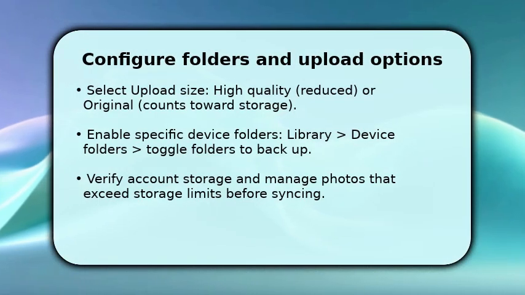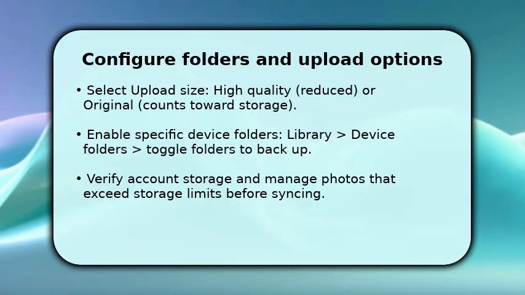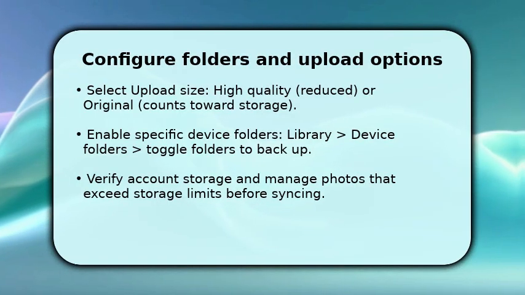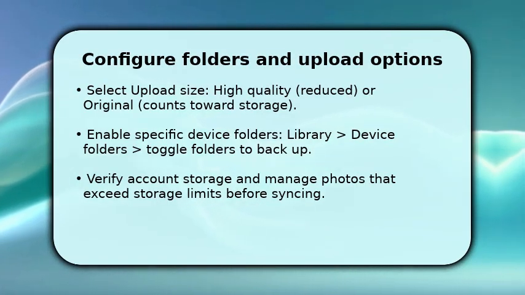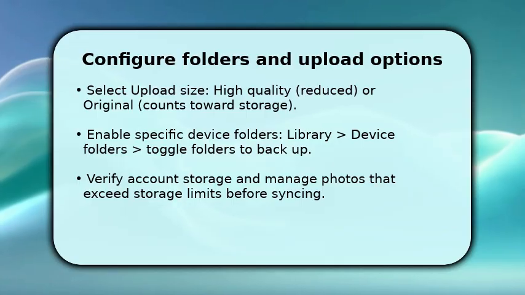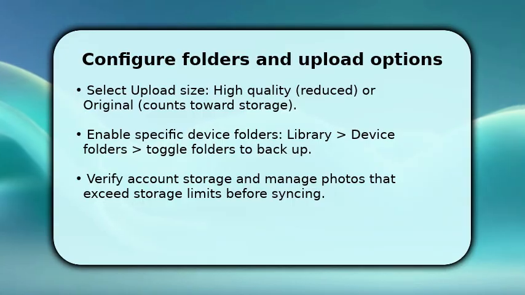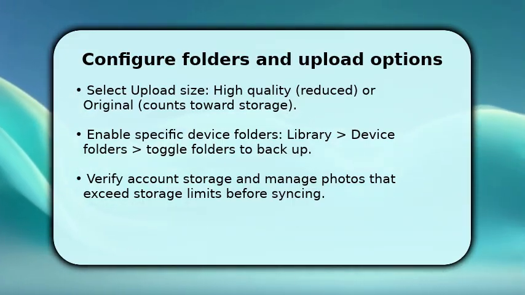Next, configure what actually gets uploaded. Go to Settings and choose Upload Size. Original uses your storage quota, while High Quality compresses photos but saves space. Then open Library and Device folders to toggle which app folders, screenshots, WhatsApp images, camera should back up. Make sure the account you signed into has enough storage. If not, either free space or switch to a different account.